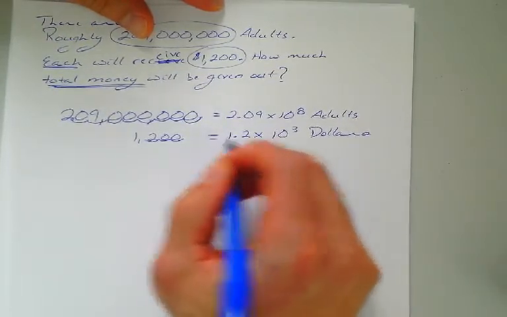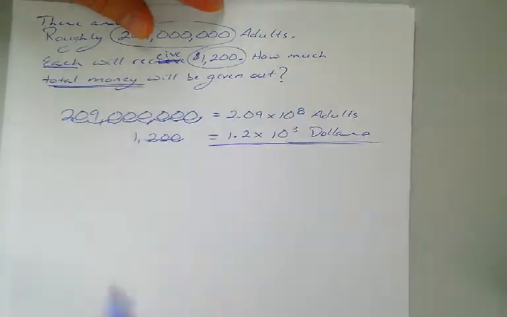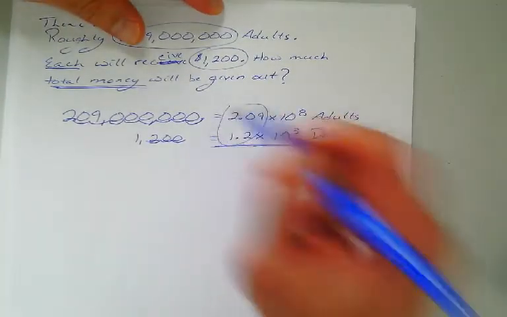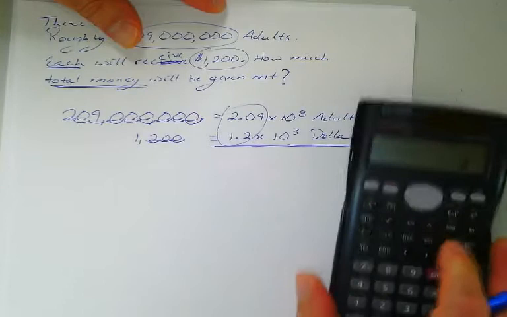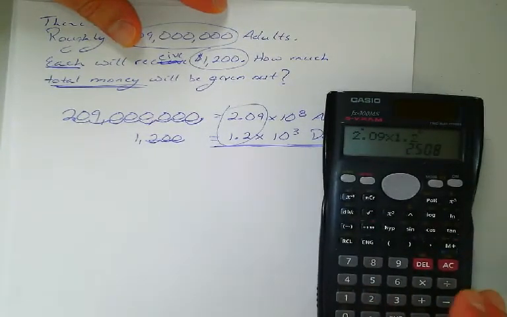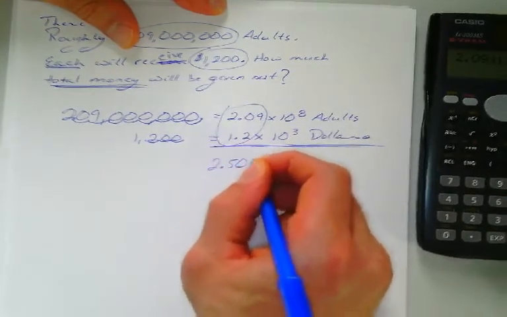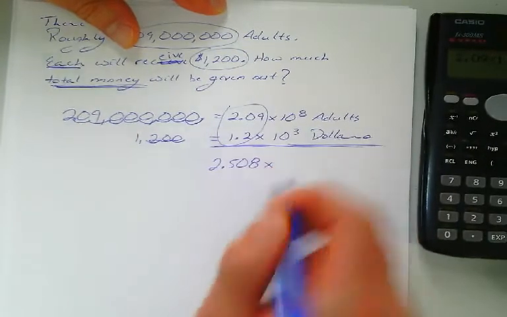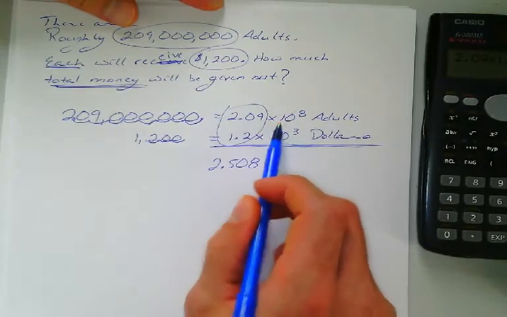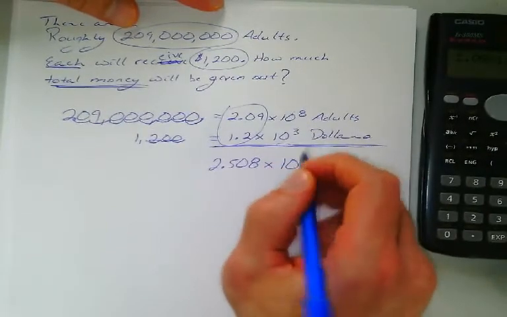Now I need to multiply these two numbers. I could rewrite it, but I'll just do the multiplication like this. Our 3 steps for multiplying: we multiply the first factors. So I need to do 2.09 times 1.2. That gives me 2.508. Times, now step 2, multiply my powers. 10 to the 8th times 10 to the 3rd. The bases are the same, so we keep the base, 10. We add our exponents. 8 plus 3 is 11.